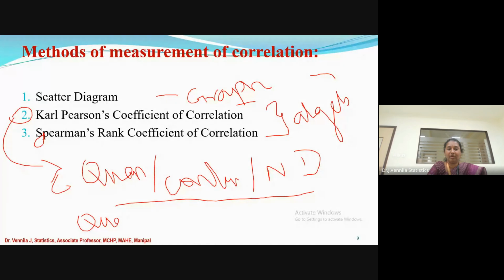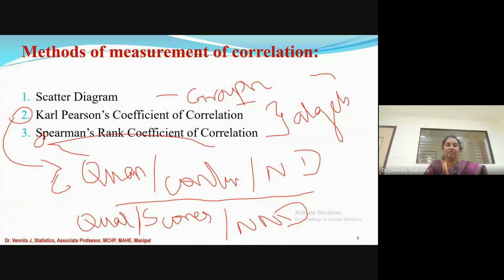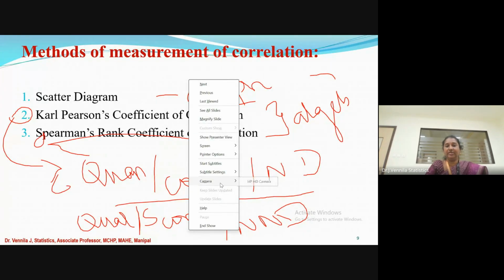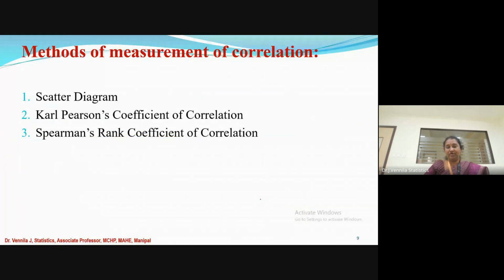So when my data is qualitative, that means scores, and my data is not normally distributed, then I have to use the Spearman correlation. The situations are different. When my data are quantitative, continuous and normally distributed, I have to apply the Karl Pearson model. When my data are qualitative, like a score or rank, and not normally distributed, I have to apply the Spearman rank correlation. So this is the difference between these three models. Three models we have to apply in three different situations.